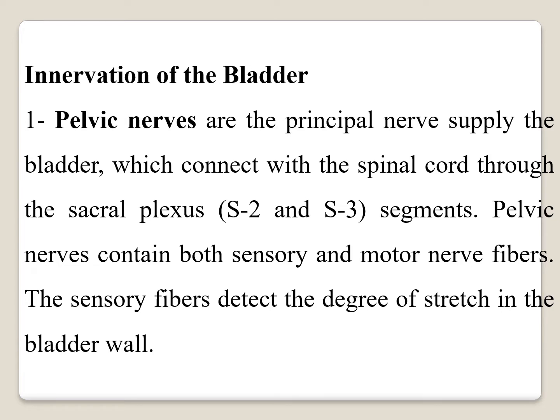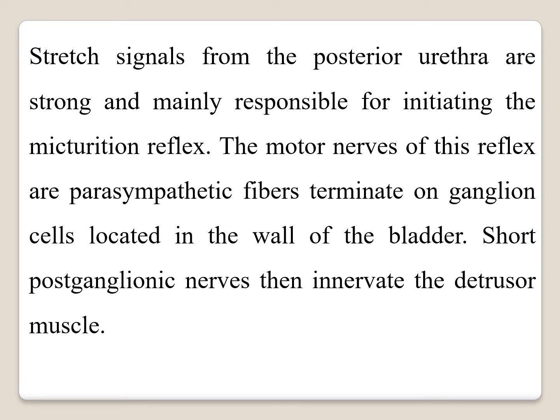The sensory fibers detect the degree of stretching in the bladder wall. The most powerful are the stretch signals from the posterior urethra, which are responsible for initiating the micturition reflex. The motor nerves of this reflex are parasympathetic fibers, which terminate on ganglion cells located in the wall of the bladder. Then short postganglionic nerves innervate the detrusor muscle, leading to contraction of the detrusor muscle.